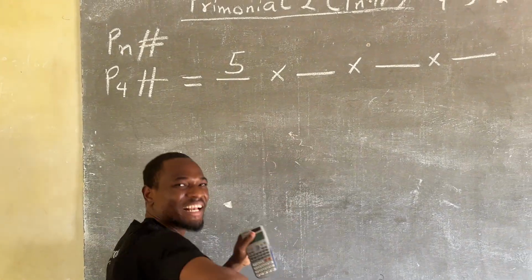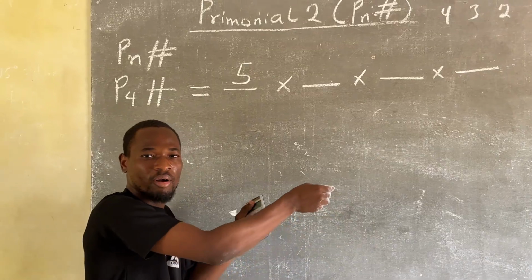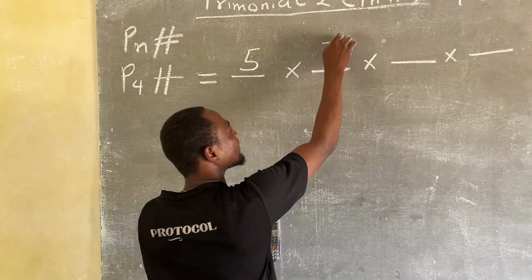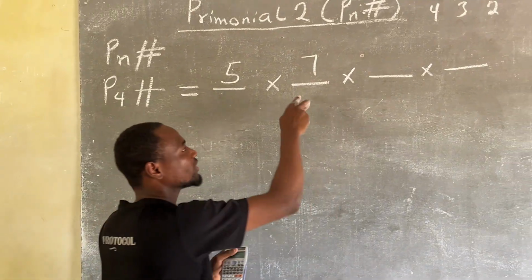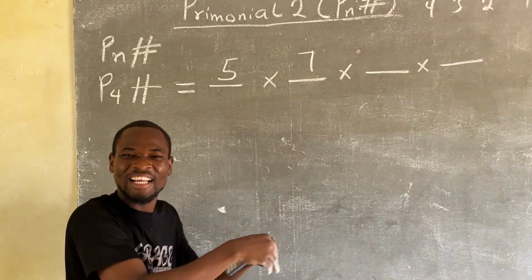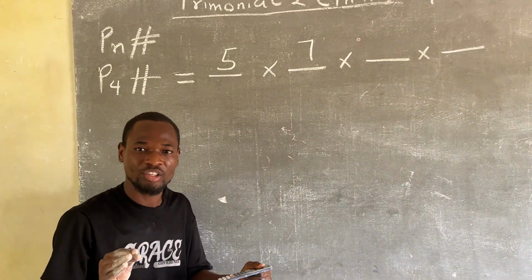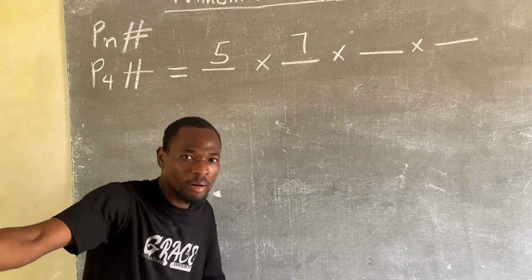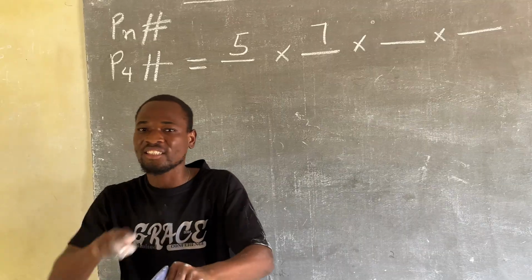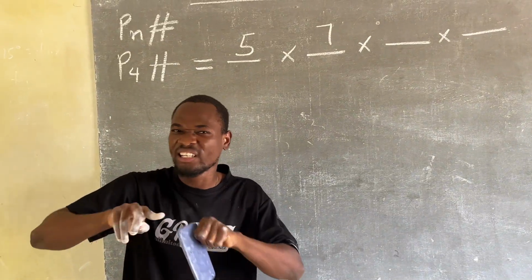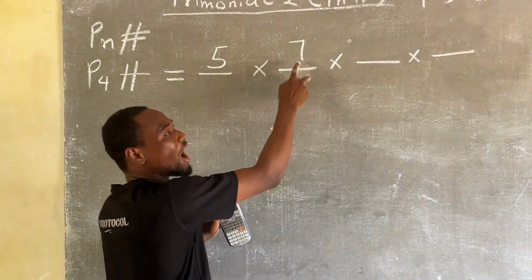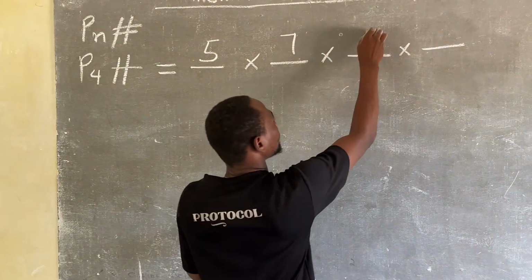Then I'll move on to the next prime number. So from 6, you move on to 7. 7 is a prime number. So I have times 7. Then from 7 you move on to 8, but 8 is an even number. I don't want an even number, so I'll move on to the next prime number. From 8, 9. 9 is an odd number, I don't need it. Then 10, 10 is an even number, I don't need it. Then times 11. So the next prime number after 7 is 11.